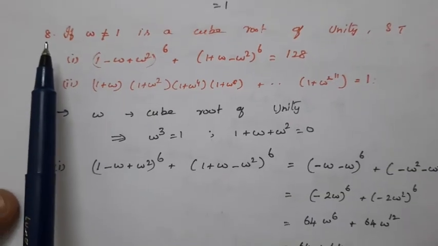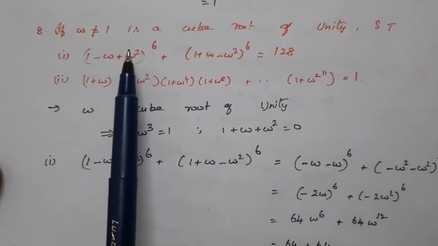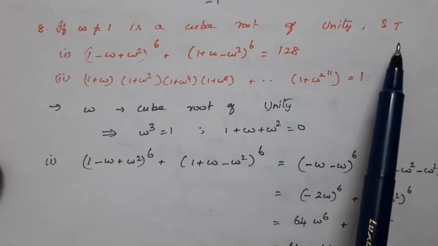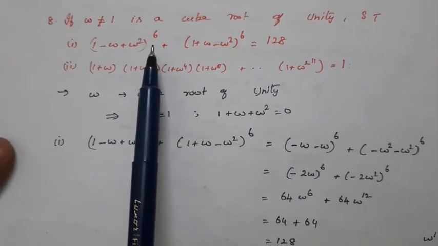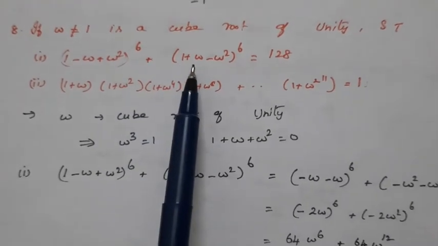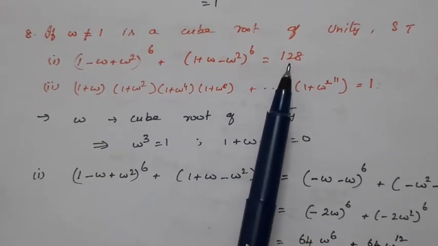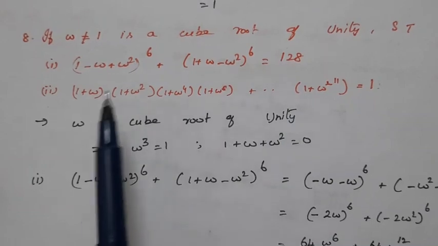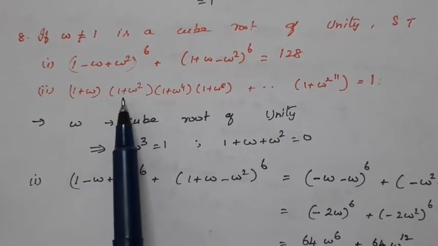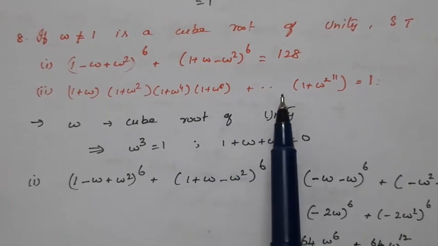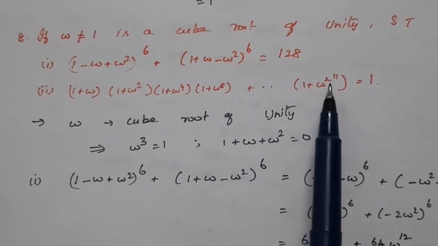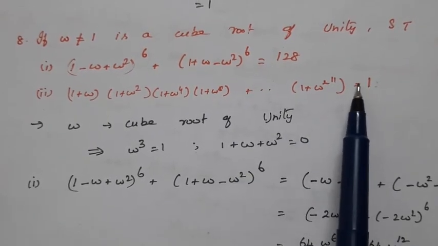Now let us see the 8th one. If omega not equal to 1 is a cube root of unity, show that (1 minus omega plus omega squared) the whole power 6 plus (1 plus omega minus omega squared) the whole power 6 is equal to 128, and (1 plus omega)(1 plus omega squared)(1 plus omega power 4)(1 plus omega power 8) plus etc. to (1 plus omega power 2 power 11) is equal to 1.